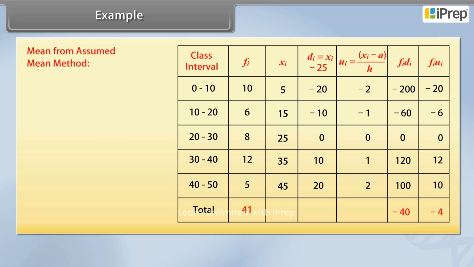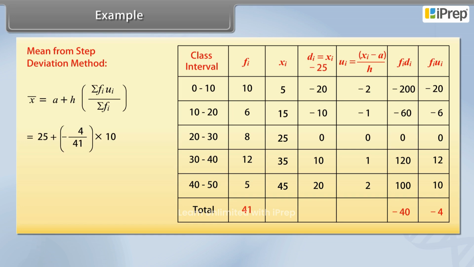And then we find the mean using the assumed mean method by using the formula assumed mean plus summation of the product of fi and di divided by summation of fi. 25 plus minus 40 by 41. 25 minus 0.98, 24.02. After this, we find the mean using the step deviation method by using the formula assumed mean plus h multiplied by summation of the product of fi and ui divided by summation of fi. 25 plus minus 4 by 41 multiplied by 10.